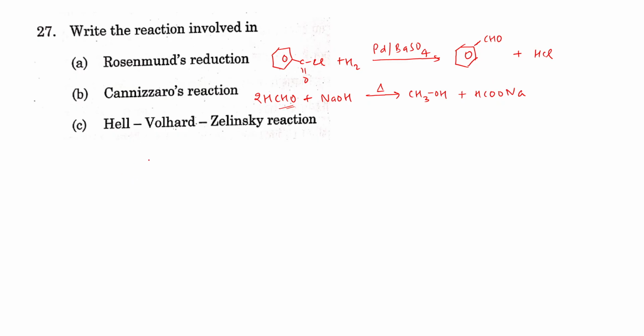Then Hell-Volhard-Zelinsky, HVZ. HVZ is basically alpha halogenation.